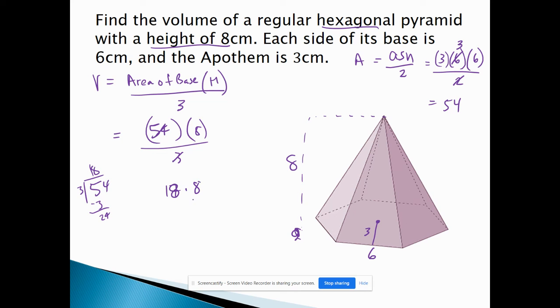So then we can just do 18 times 8, which I can do. Don't need beast mode. Maybe I do need beast mode. No, 8 times 8 is 64. 8 plus 6 is 14. So this would be 144 cubic centimeters.